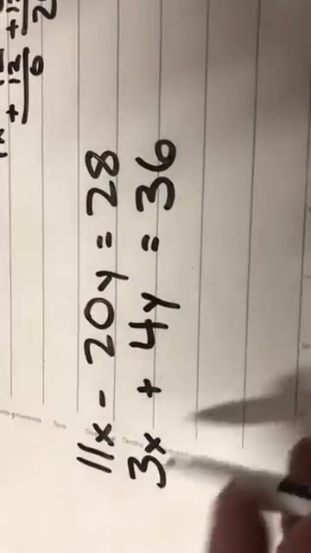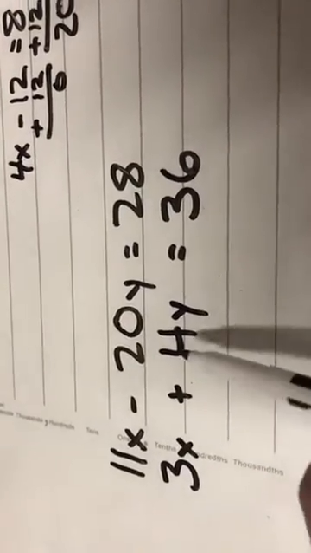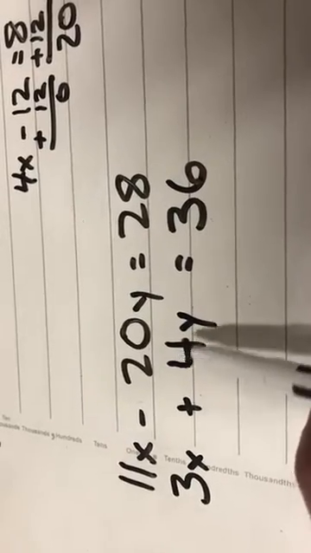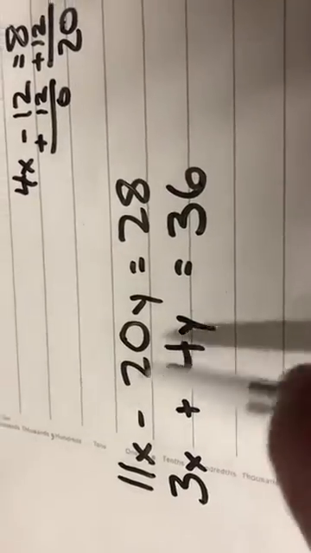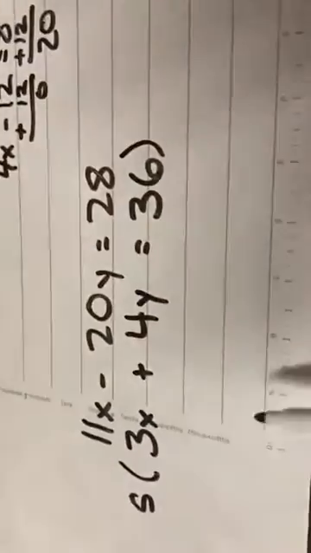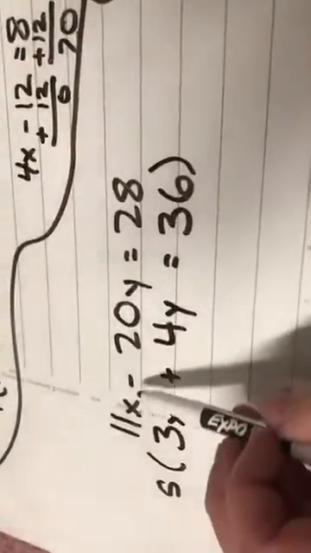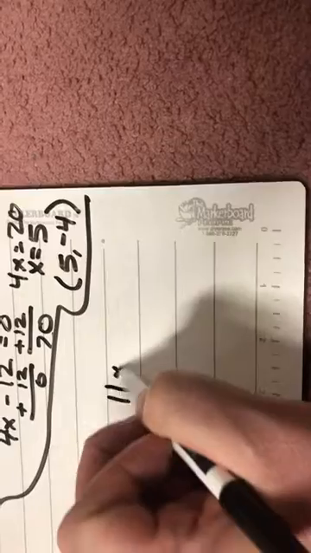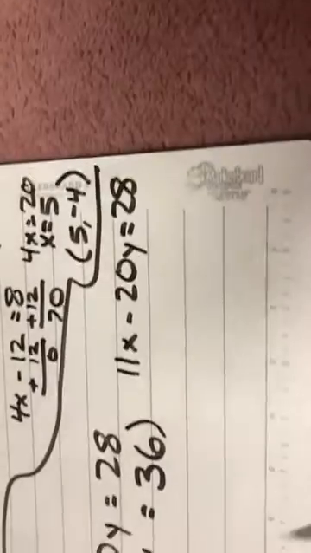All right, so we're looking at this next one. 11x minus 20y equals 28. 3x plus 4y equals 36. Well, I'm thinking, if I were to multiply this 4 by 5, that would give me 20. So I'm going to go ahead and multiply this whole thing by 5. All right, so I'm going to give a little division line here to keep everything separated. My 11x minus 20y equals 28 is going to stay the same.